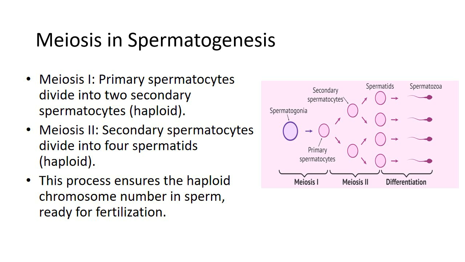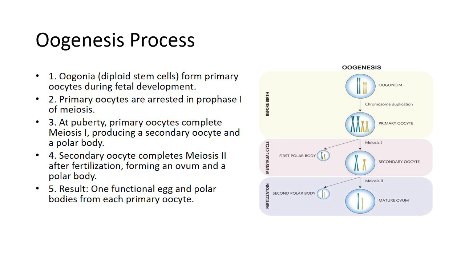Oogenesis, cellular processes and stages. Oogenesis is the process of egg, or oocyte, formation in the female ovaries. Unlike spermatogenesis, which is continuous, oogenesis is a discontinuous process that starts during fetal development and completes only after fertilization.